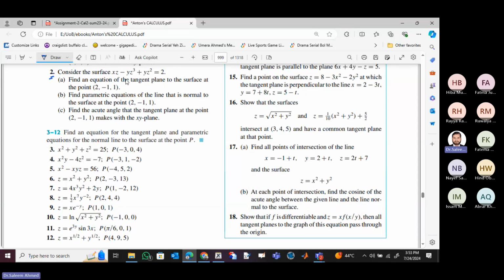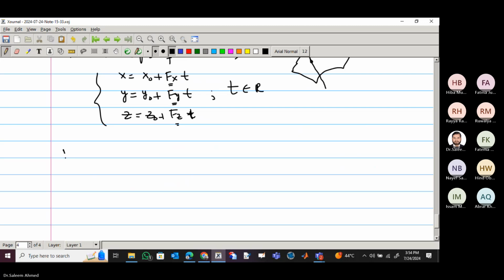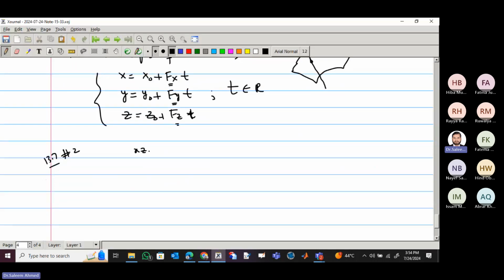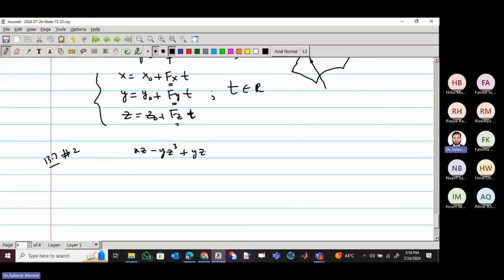Yes. So see, the surface is given: xz. So the left side of the surface, this is your F, this is your capital F. And this is the point (2, minus 1, 1). So let me write it: question number 2, 13.7. xz minus yz cube plus yz square equal to 2.